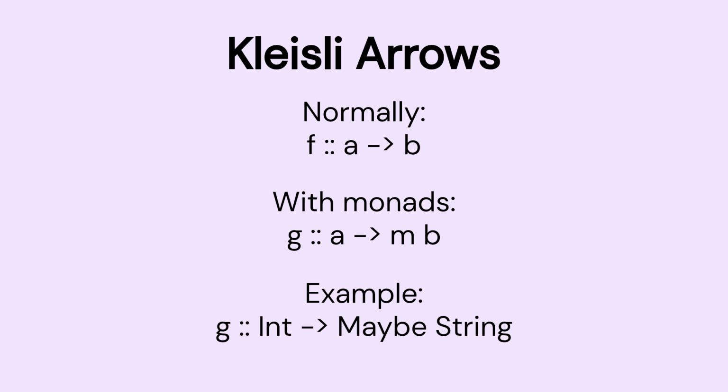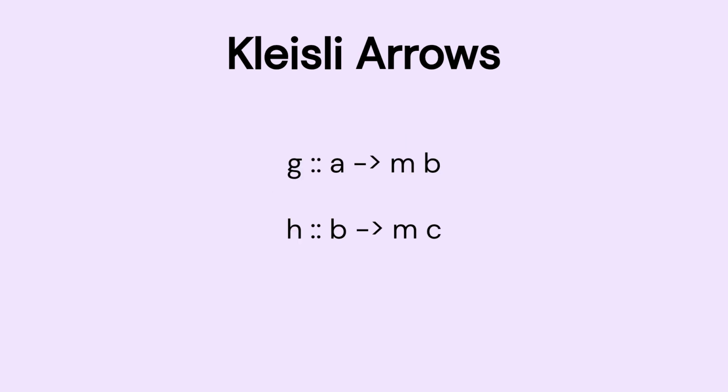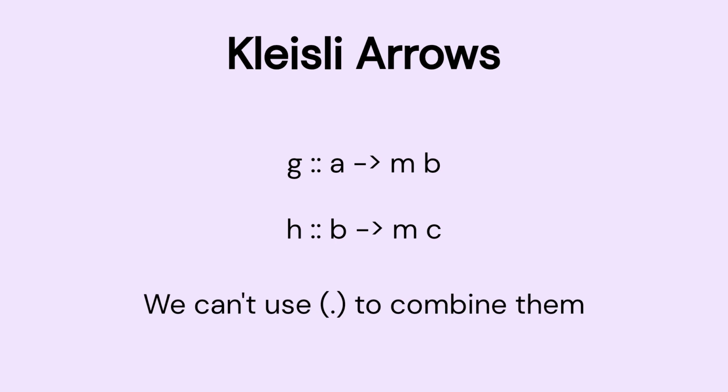An example with the Maybe monad, G could look like this. Now let's say we want to combine two such functions. I wrote down these two functions, but as you can see, we cannot combine them with normal function composition, because the outputs are wrapped in a monad.